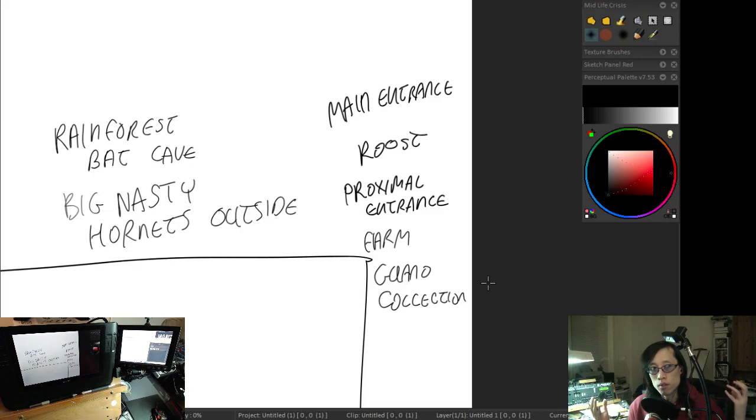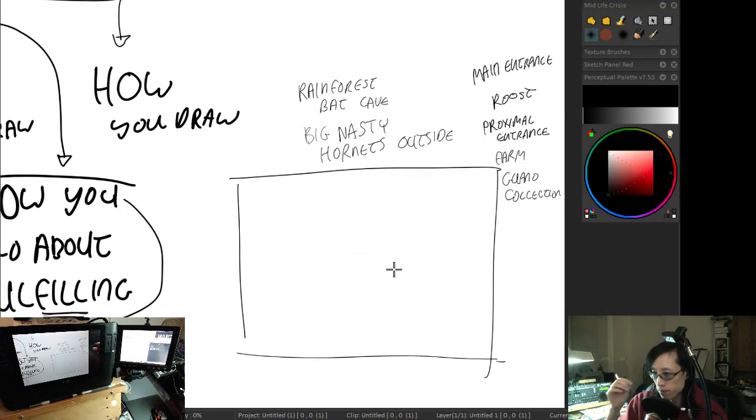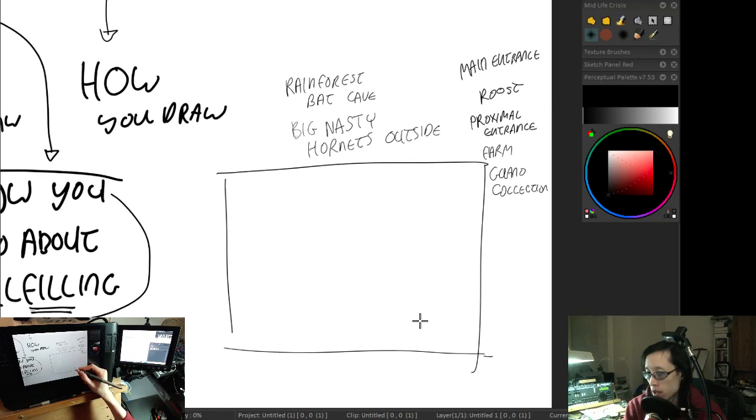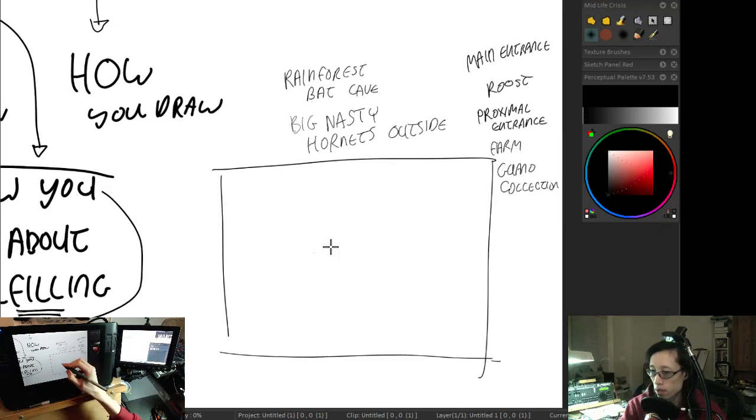Right? So pretty simple. So again, how do you get into the convincing part of things? The convincing part is, how deeply do you think about these things, and how much are you living in these environments? How much are you really trying to think in advance? So a rainforest bat cave with big nasty hornets outside. The main answer is approximately. Okay, so maybe.